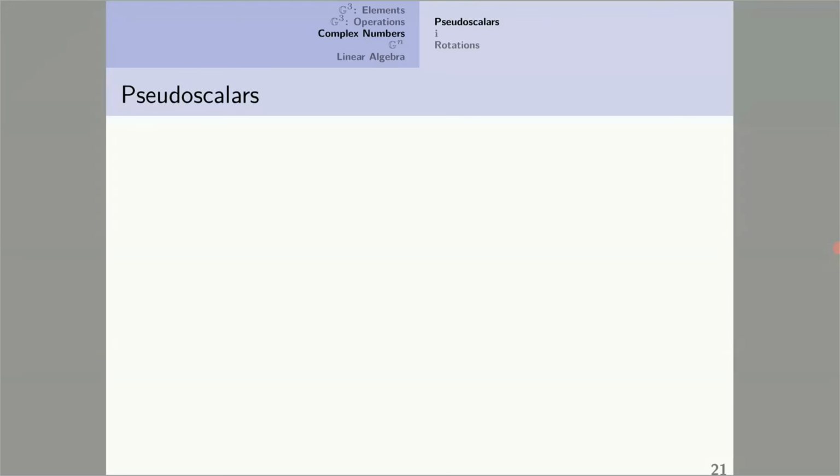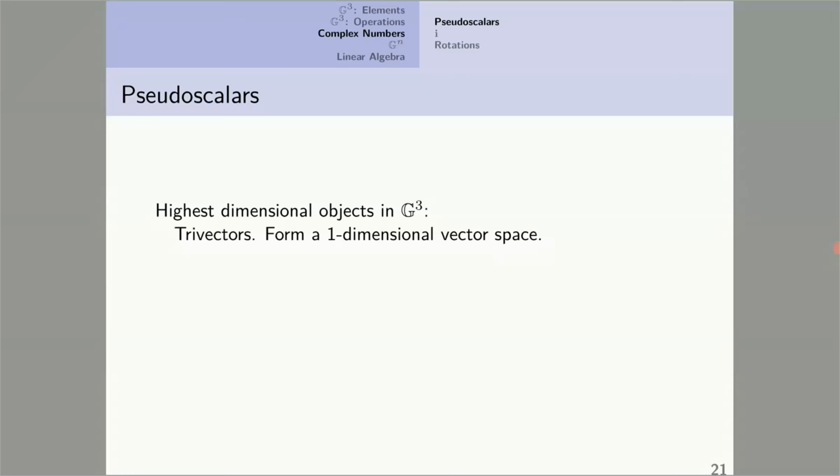This section discusses the role of complex numbers in geometric algebra. Pseudoscalars. Recall that the highest dimensional objects in G3 are called pseudoscalars. They're trivectors, and they form a one-dimensional vector space.